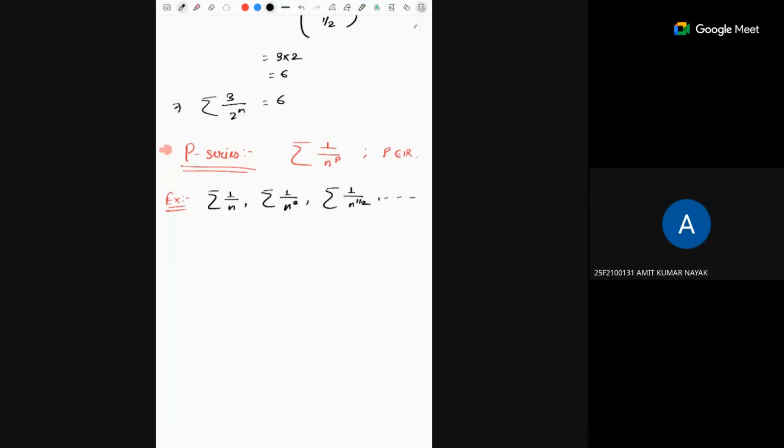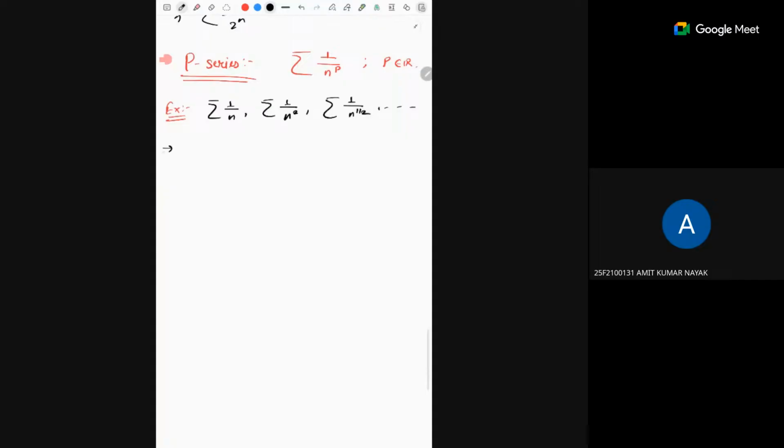Now we want to understand the convergence of the series, and we will do that with the comparison test. If you want the proof, you can go and look in the lectures. I'll just state the result. The result says that if the value of p is less than or equal to 1, then the summation 1 by n to the power p does not converge. It diverges. And the second fact says that if the value of p is strictly greater than 1, then this converges.